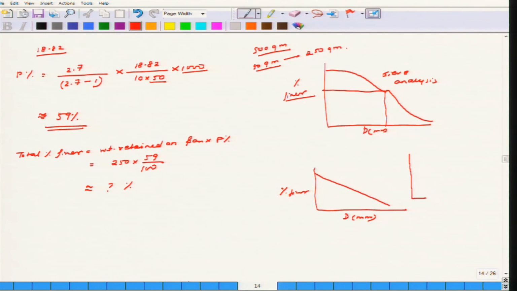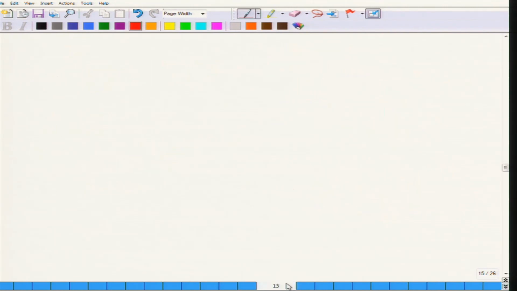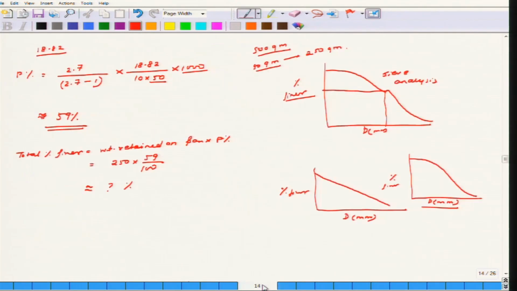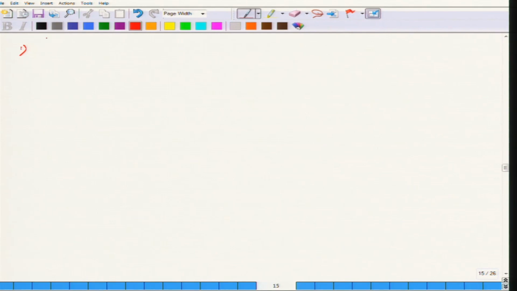So in this case your entire grain size distribution comes out, and then you can obtain the percentage finer versus d in millimeters. So basically today, let us go back to the total percentage. Now let us take another problem.